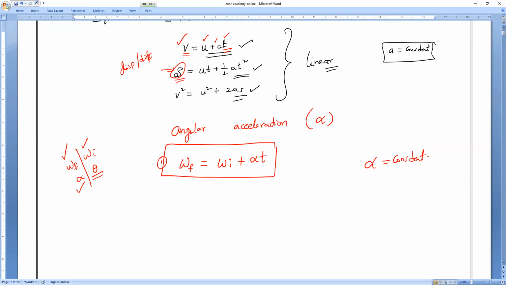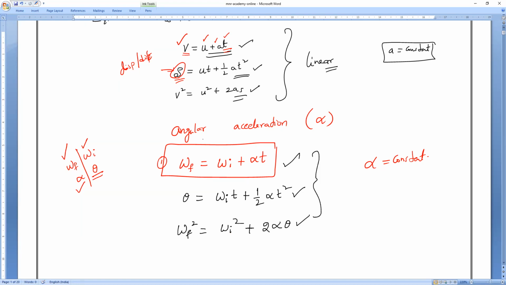Next, second equation. You can take theta as angular displacement. So angular displacement equals omega naught t plus half alpha t square, where omega naught is the initial angular velocity. Next, third equation: omega square equals omega naught square plus 2 alpha theta, where alpha is angular acceleration and theta is angular displacement. Understand everybody? Clear everyone?